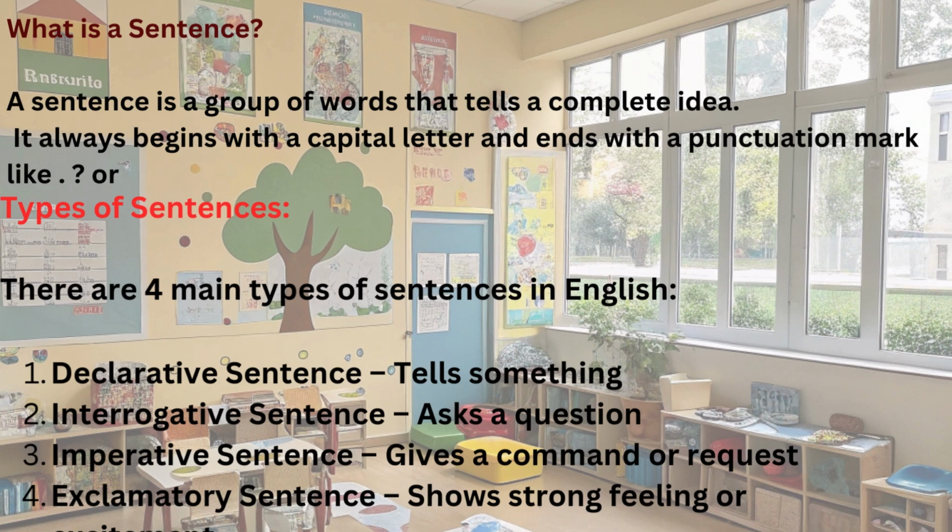Types of sentences. There are four main types of sentences in English. 1. Declarative sentence, tells something. 2. Interrogative sentence, asks a question. 3. Imperative sentence, gives a command or request. 4. Exclamatory sentence, shows strong feeling or excitement.